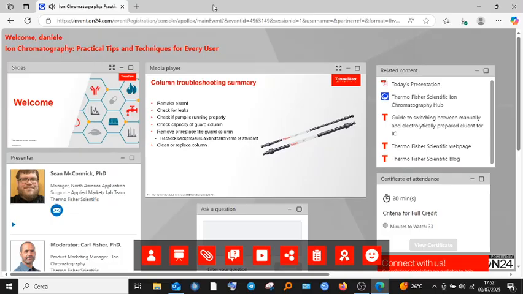And then last but not least, I would clean or replace my column. It doesn't hurt anyone to clean a column, it's just time, and it could save you a lot of money and effort in the end by just running a cleaning on your column. Again, all those instructions are available to you in your column manual. Those are available online for everyone.